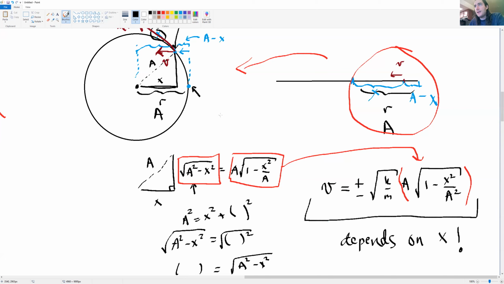So if I calculate the sine of this angle right here, I should put it in green, the sine of theta is going to be equal to opposite over hypotenuse. So a square root of 1 minus x squared over a squared. This should be an a squared right here, by the way. Divided by the hypotenuse, which is a. So the a's cancel. So the sine of theta is the square root of 1 minus x squared over a squared.